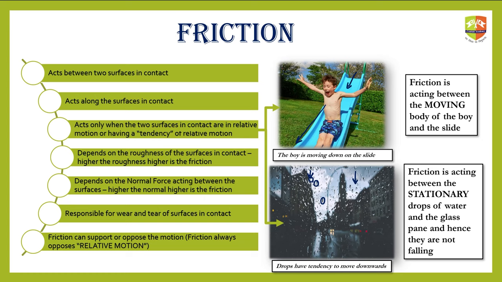So there is a great tendency of the water droplets to move down, but the friction between them and the surface of the glass is holding the water drops from falling. And if by any means the weight of the drop is more, if the drop is of bigger size, then even friction will not be able to hold it back and it will start dropping down. So this is the case of tendency to move, right? So there is no actual movement, but there is a tendency to movement. Here also friction will act.